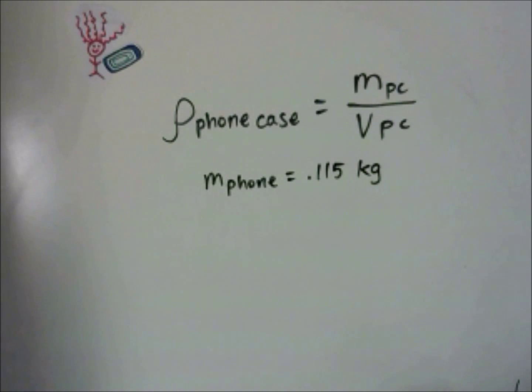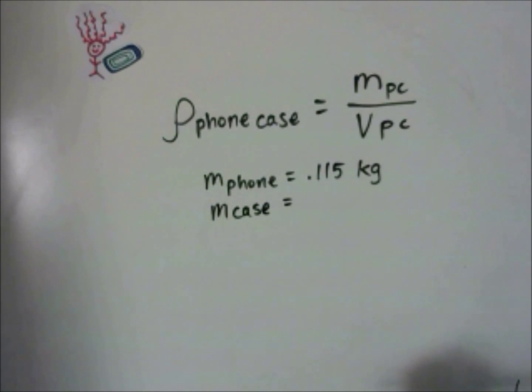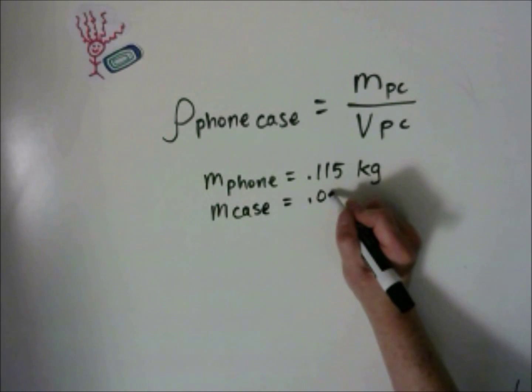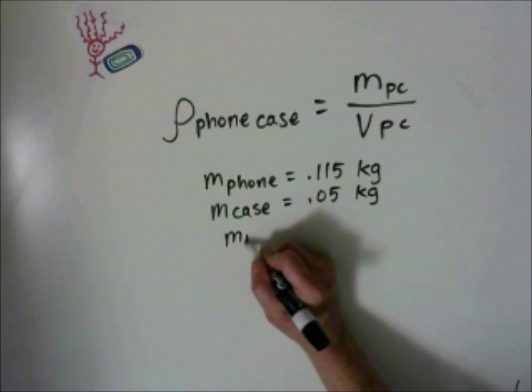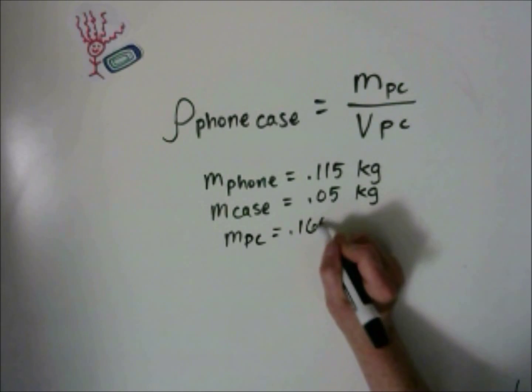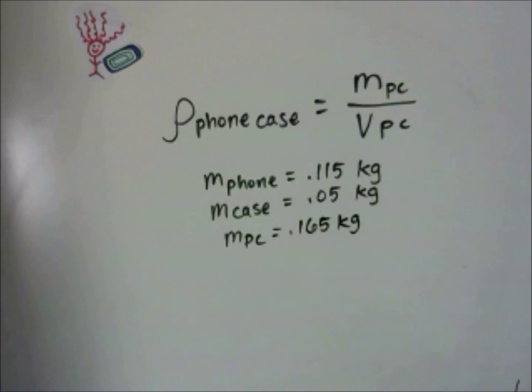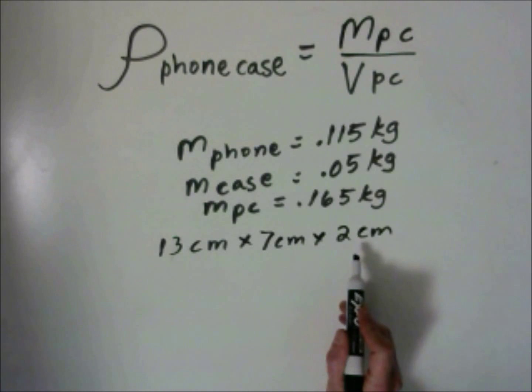Her case is not much more than that. The mass of her case is 0.05 kilograms. Together, the mass for this calculation is going to be 0.165 kilograms. What about the volume? The volume will be the length times the width times the height. Fortunately, her phone case is a perfect rectangular prism. The dimensions of her phone case are 13 centimeters by 7 centimeters by 2 centimeters.